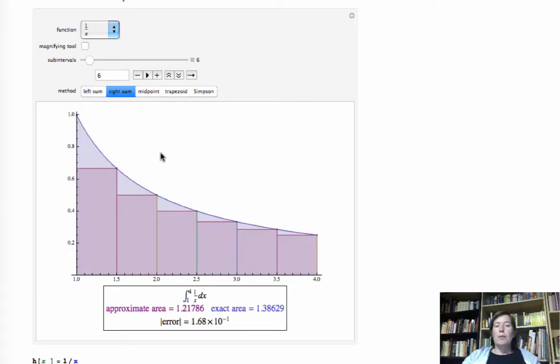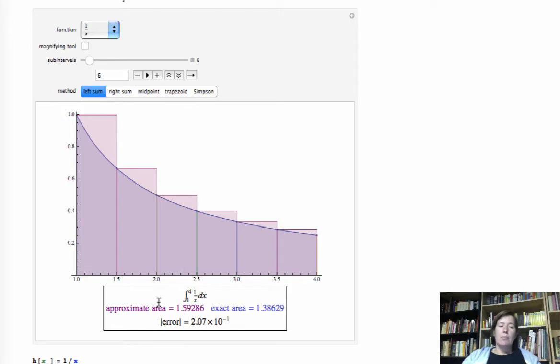For the right endpoint approximation, the height of the approximating rectangles is determined by the height of the function at the right endpoint of these subintervals. And of course, for the midpoint approximation, the height of the approximating rectangles is determined by the height of the function at the midpoint of each of these 6 subintervals. And notice that with all of these approximations, you get an approximation to the area under the curve by adding the areas of the approximating rectangles. And the important word here is that this is an approximation.